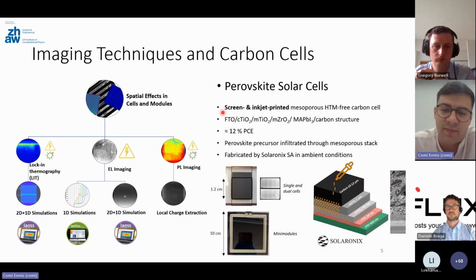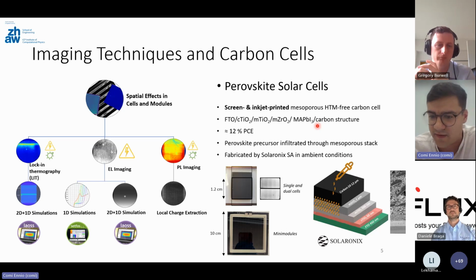We're working a lot with Solaronics, a company based in the western part of Switzerland that produces carbon-based perovskite solar cells by screen and inkjet printing. And those are mesoporous devices with a mesoporous titania and zirconia layer. And they have a thick carbon electrode on top, and the perovskite is infiltrated. After the stack is finished, the perovskite is infiltrated through these mesoporous layers.